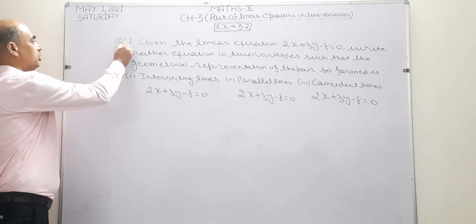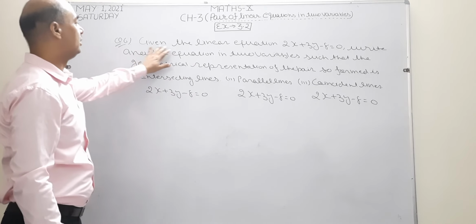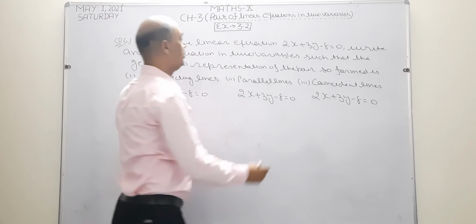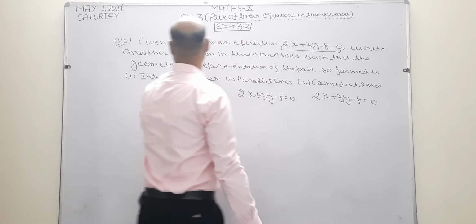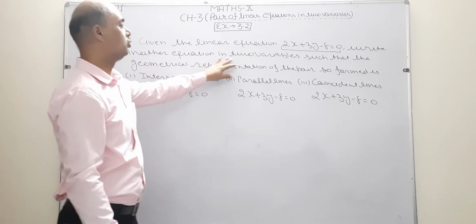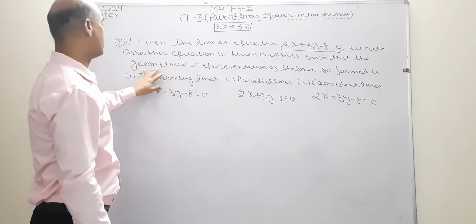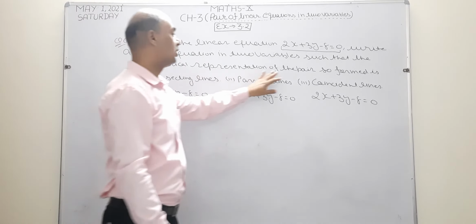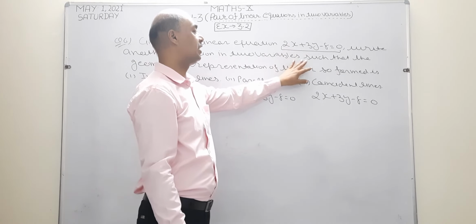Now I want to solve question number 6 of exercise 3.2. What is given? A linear equation is given. Write another equation in 2 variables. We have to write another equation such that the geometrical representation of the pair so formed. One equation is given, we have to write another equation.